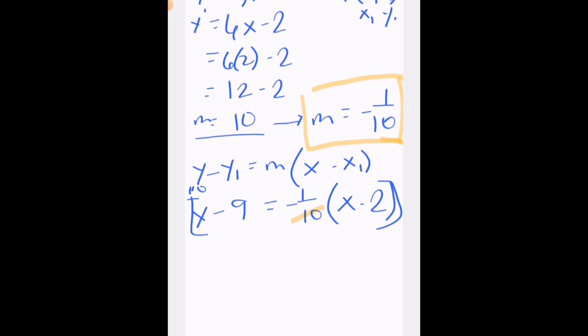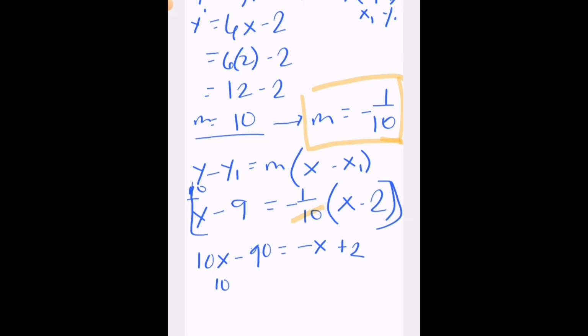So we will have 10 times y, that would be 10y, and 10 times 9, that would be 90. Then negative 1 over 10 times 10 is negative 1 multiplied by x, so we will have negative x minus negative 1 times negative 2, so that would be positive 2. Then move negative 90 from the left side of the equation to the right side by additive inverse.